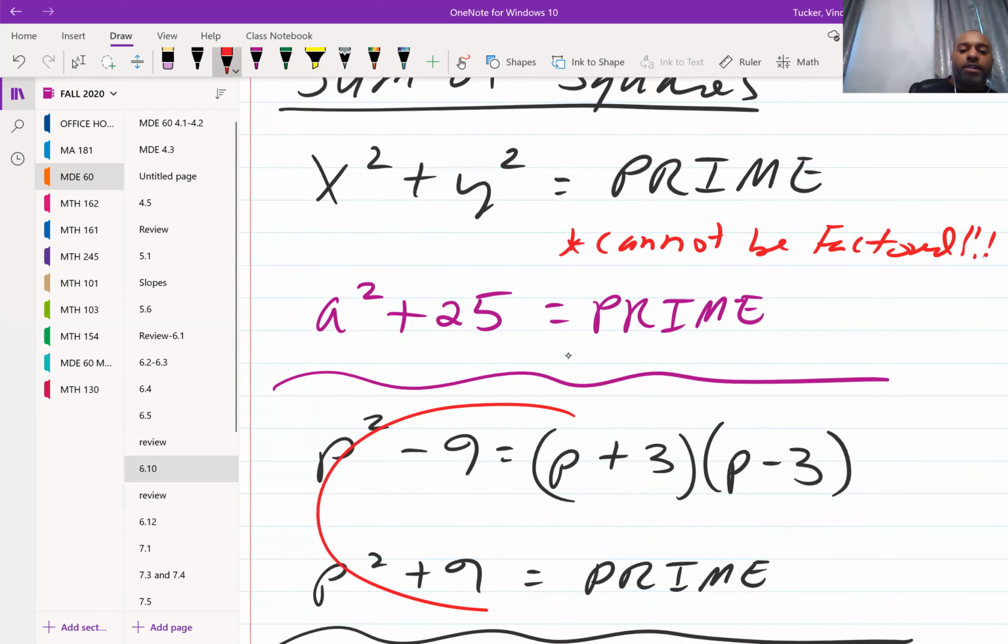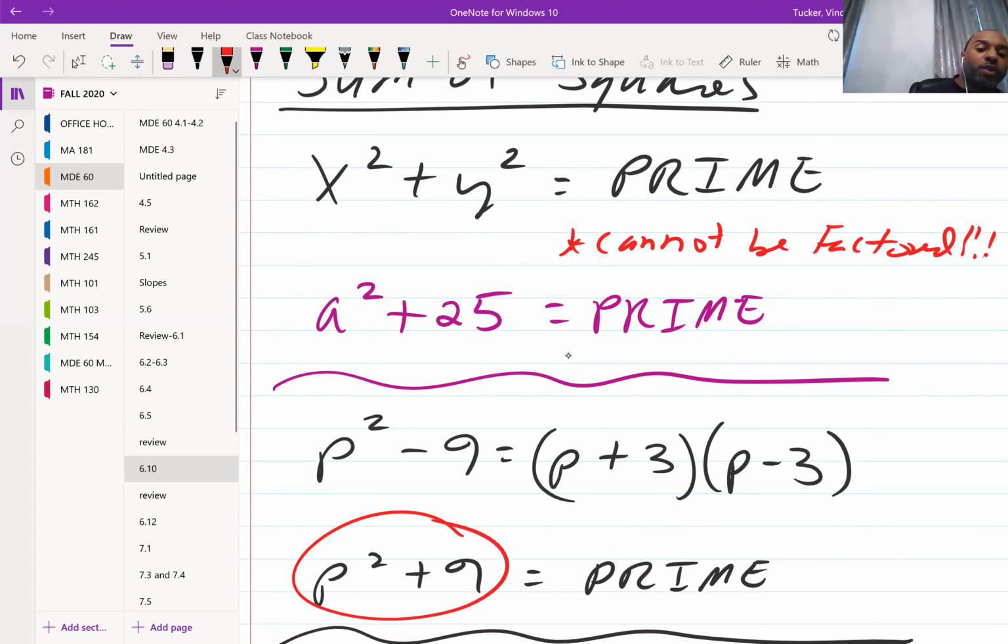So right here, just making that comparison again, if you have p squared minus 9, then we can do p plus 3, p minus 3. But if you have p squared plus 9, that's not factorable.